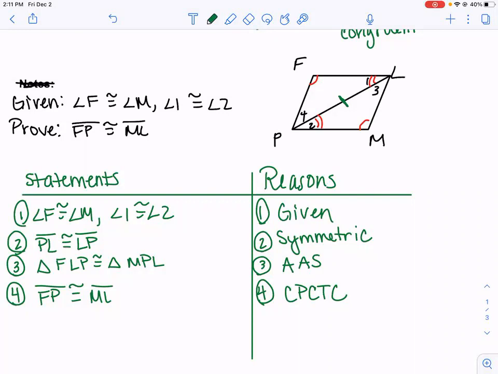Okay, Layla had a good question. What if I threw a trick at you and I said FP is congruent to LM? You see what she's asking there, if this was backwards? Okay, we could say this because of corresponding parts, but then we would have to use the symmetric property.